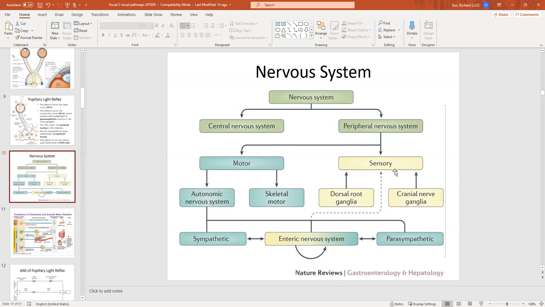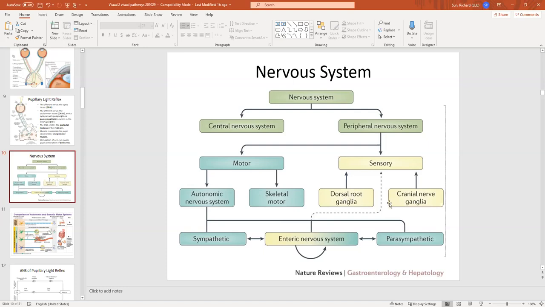And also another branch is the sensory neuron, the one we are talking about right now, which includes the dorsal root ganglion. This is the one we just finished: the somatic sensory neuron enters into the dorsal root ganglion and projects into the somatic sensory cortex. So we talked about this one.